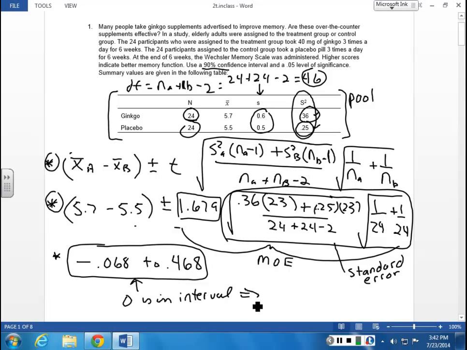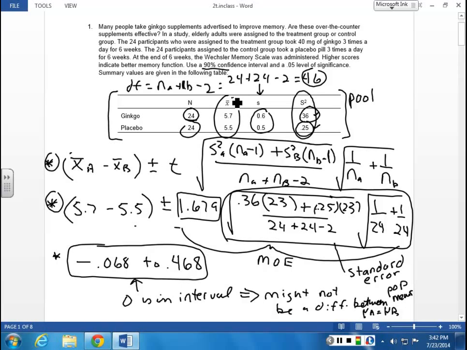Therefore, there might not be a difference between population means. That is, mu A could equal mu B. Of course, we know there is a difference between sample means. We calculated those. It's 5.7 and 5.5.